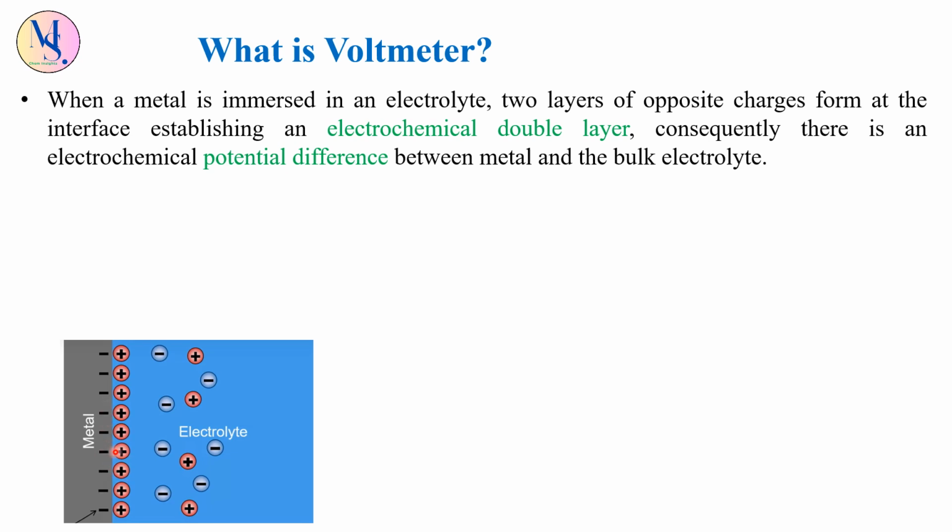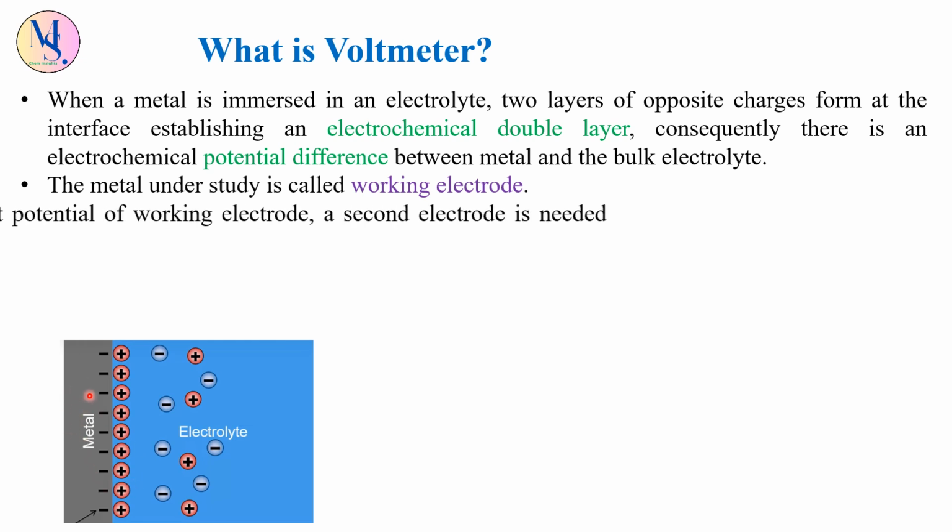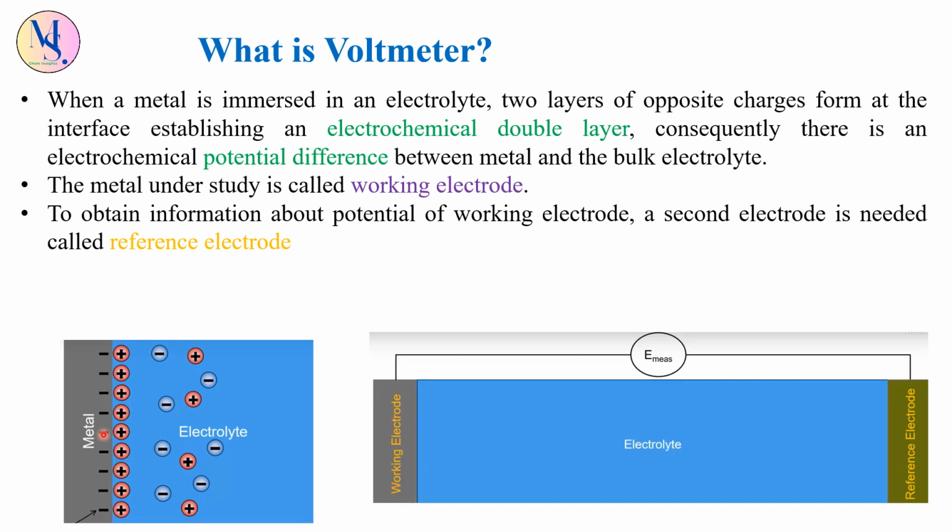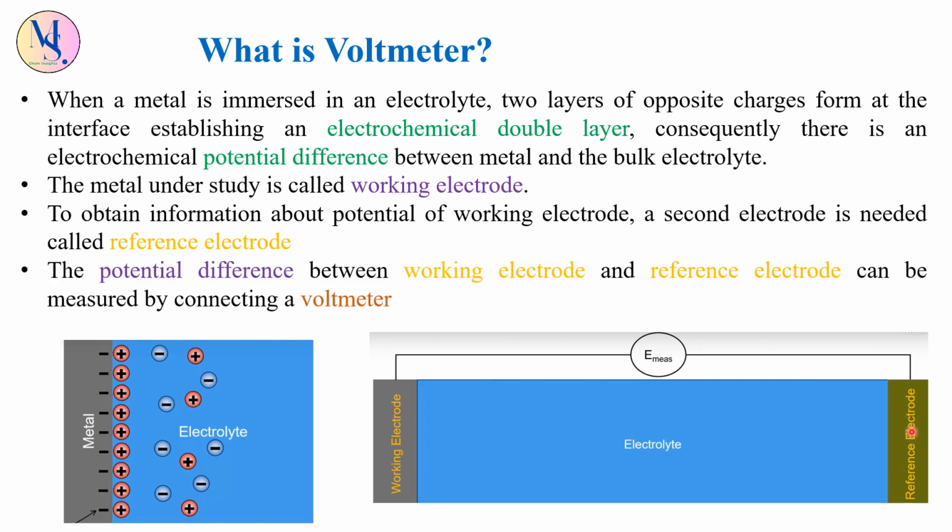So there is a potential difference between metal and bulk electrolyte. The metal under study is called working electrode, and to obtain the information about the potential of working electrode, another electrode is used which is called reference electrode. So the potential difference between working electrode and reference electrode is measured with the help of a device or instrument called voltmeter.